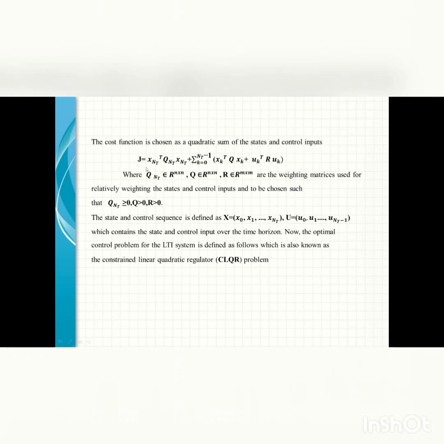Next, we are going to discuss the objective function, which we call the cost function. J is equal to this mathematical equation, implemented by using x k and u k. Here these are the weighing matrices used for relative weighing of the state and control inputs, and they are to be chosen so that this condition is satisfied. These are the state and control sequences that we define, and this is a linear time invariant system, also called the constrained linear quadratic regulator problem.